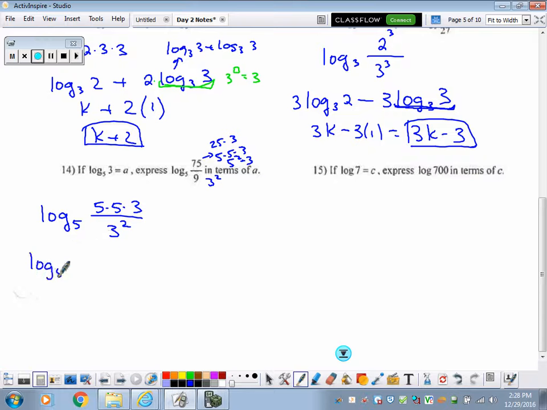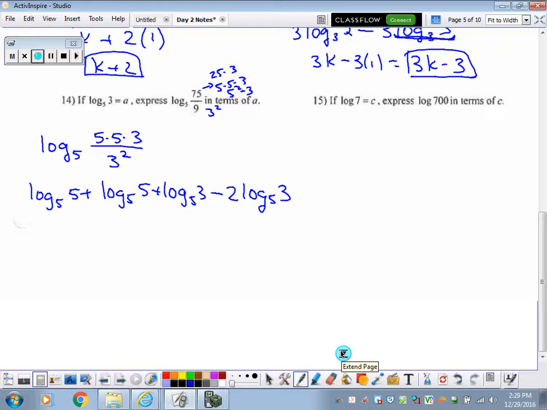So we'll have log base 5 of 5, and I'm going to do the 5 separated. So we're going to expand multiplication with addition, and then expand division using subtraction. And the 2 is going to come out front. Log base 5 of 5 is a 1. Same thing here, 1. And then log base 5 of 3 was given to us up in the directions. That's an a minus 2 times a. 1 plus 1 is 2. A take away 2a, a negative a. So 2 minus a.